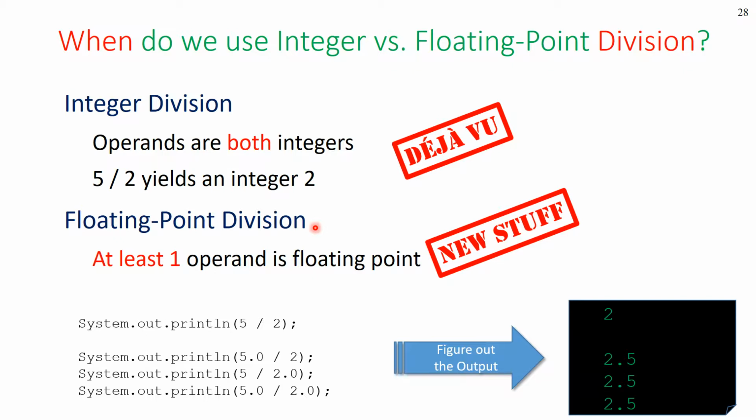What if I switch them? Same rule, okay? No problem. So 5 divided by 2.0, same thing. What if both of them are floating point literals or variables of a floating point data type? It's going to be a real division. So, okay.